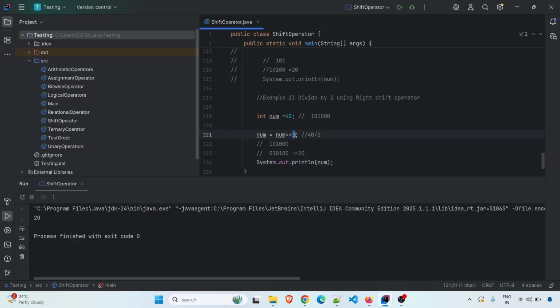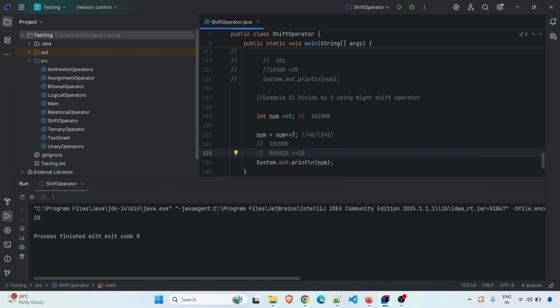Now, if you make this 2, this number will be divided 2 times. So basically, this will happen 2 multiplied by 2, 40 divided by 4. So in terms of bit, this bit will be copied. It will be shifted to right side by 2 position 1, 2. Extra bits will be discarded. New vacant position will be replaced by 0. So this is the binary representation for 10. So if I print it, I will get 10.